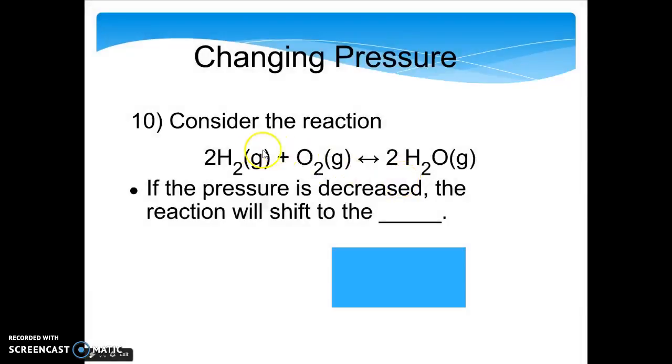Let's try this one. All right, I've got gas, gas, and gas. So I've got 2 plus 1, so 3 moles over here. And I've got 2 moles over here, so 3 versus 2. I'm going to decrease, and a decrease is going to go towards the greater number. So it's going to go towards the 3, so it's going to go towards the left.